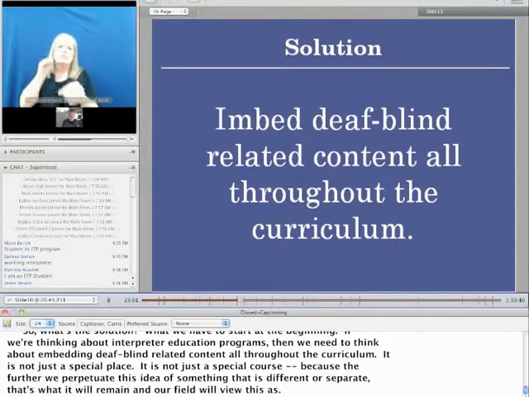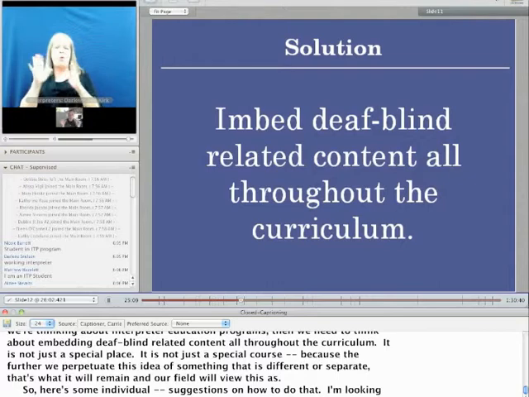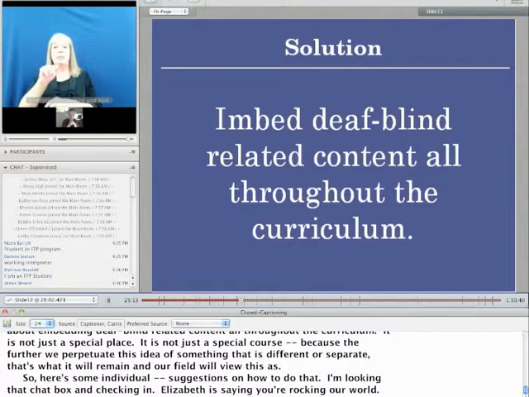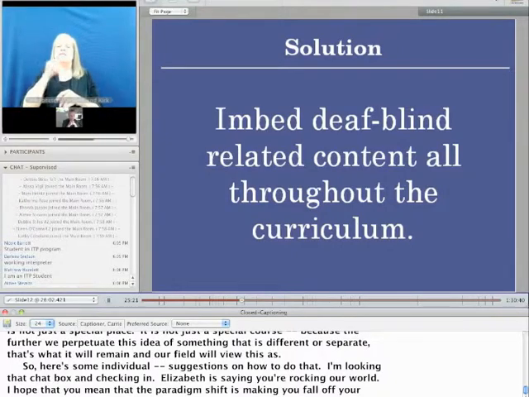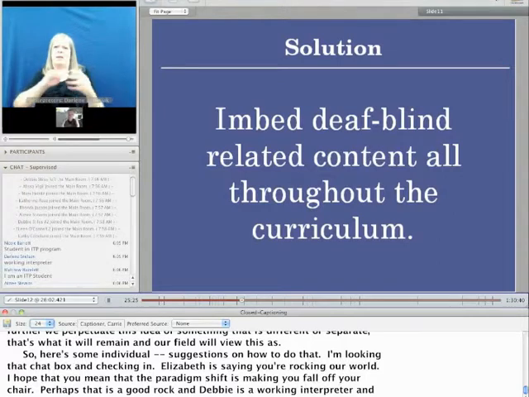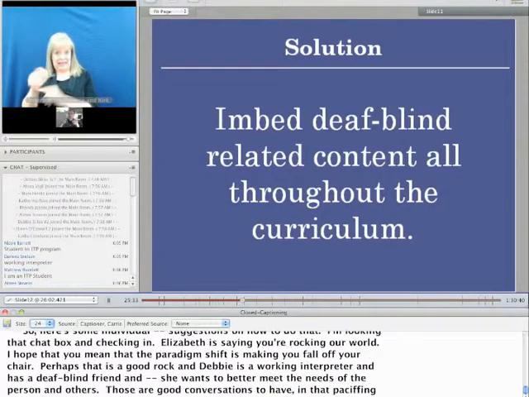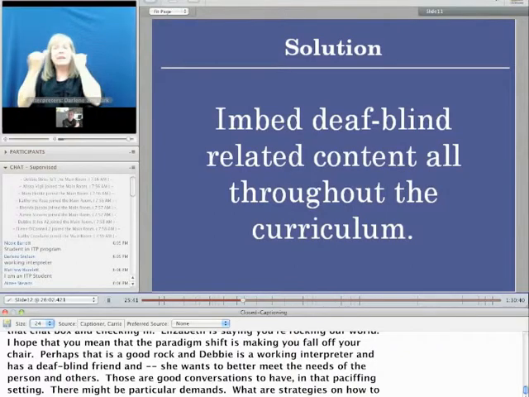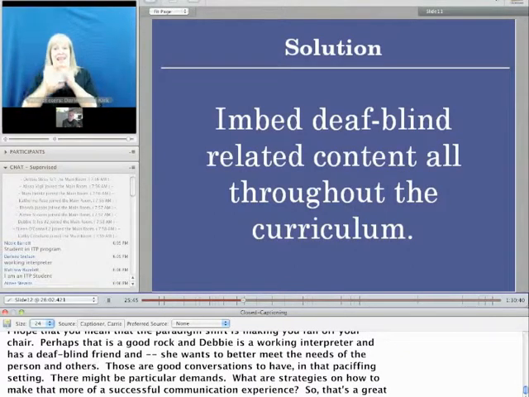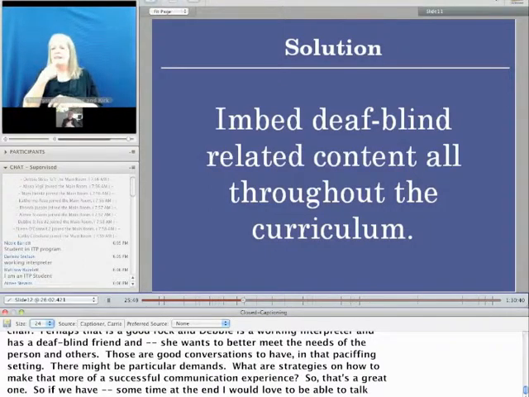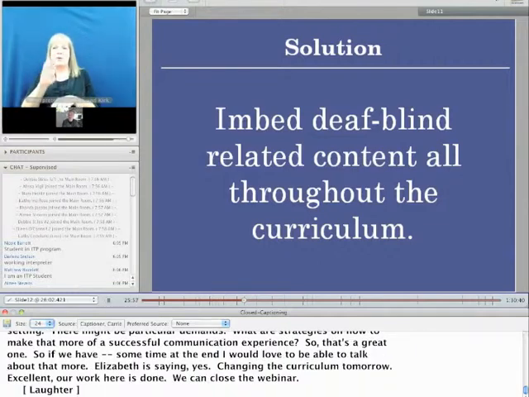Except I'm looking at the chat box. I'm just checking in. Elizabeth says, you're rocking our world. I hope that means your paradigm shift didn't make you fall off your chair, but perhaps that's a good rock. And Debbie is a working interpreter, has a deafblind friend at a local deaf church each weekend, so interested how to better meet the needs of this person and others. So those are really good conversations to have and say, okay, in this specific setting, and there may be some particular demands, what are some strategies on how to make that more of a successful communication experience? That's a great one, and if we have some time at the end, I'd love to be able to talk about that more. And Elizabeth is saying, yes, changing the curriculum tomorrow. Excellent. All right, our work here is done. We can close the webinar. Elizabeth will take you all throughout the country, and you can talk to all the other IEPs.